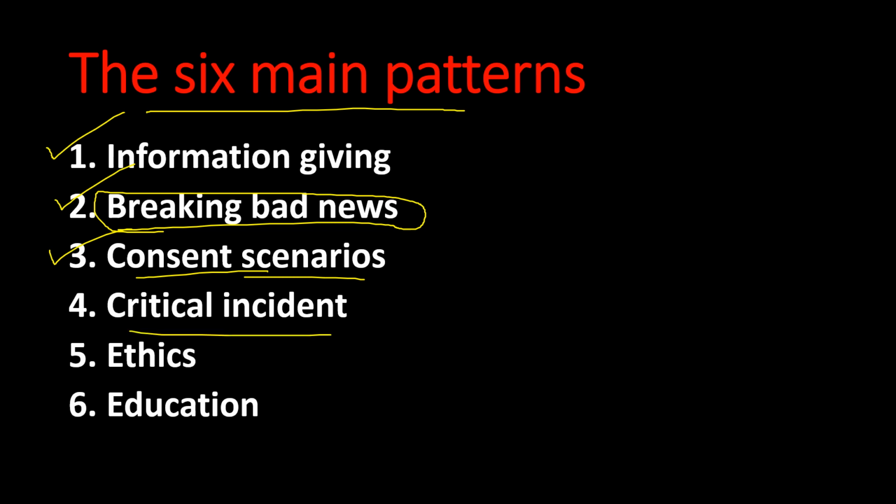Critical incident scenarios are difficult for candidates. Many candidates have difficulties in them. The others are ethics and education. So these are the six main patterns of the communication stations: giving information, breaking bad news, consent, critical incident, ethics, and education.